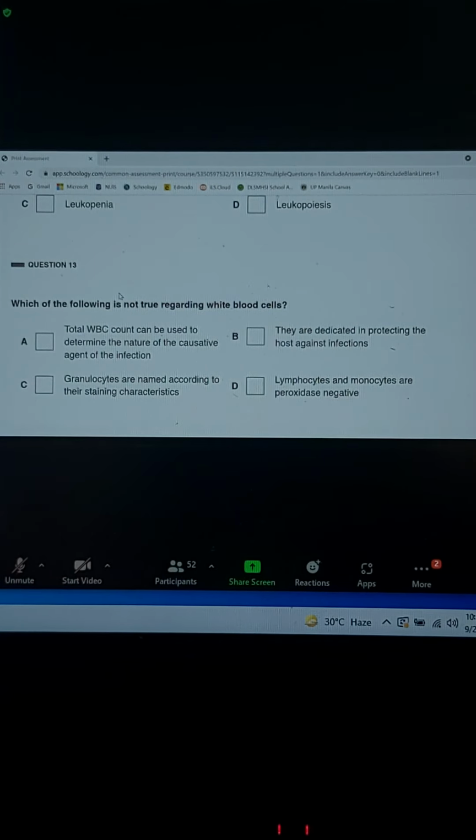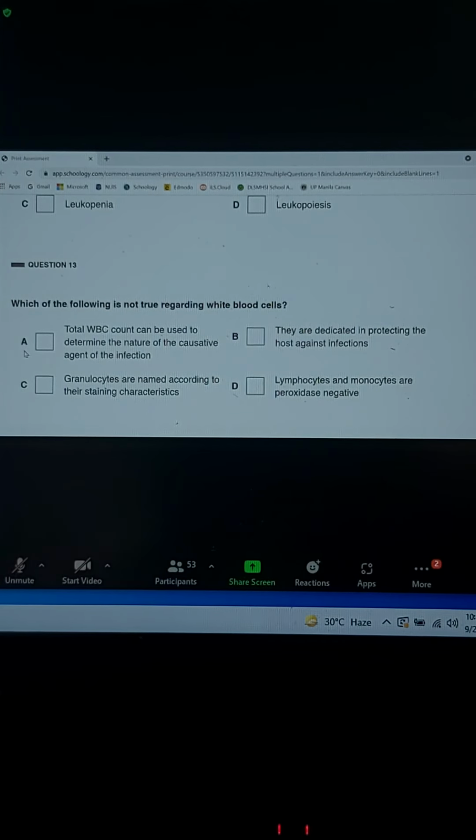Okay. So question number 13, which of the following is not true regarding white blood cells? What do you think is the answer? Is it letter A, B, C, or D? Letter A po. No, the correct answer here is letter A. Bakit? Bakit letter A?